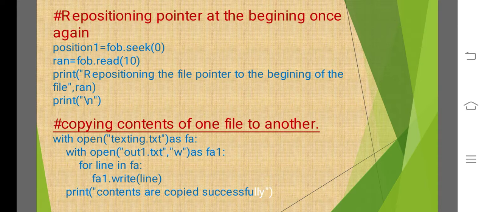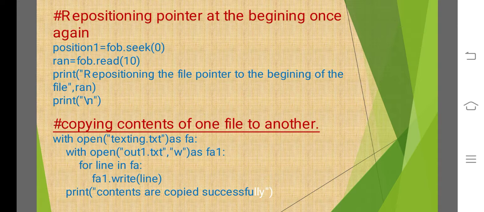That is in reading mode, and where the contents are pasted, that should be in writing mode. That's why here out1.txt is opened as writing mode. Here fa1 means the second file. Both the files should not be the same variable. For line in f, fa.write(line). The contents of the file are successfully copied. Like this we can copy the files.